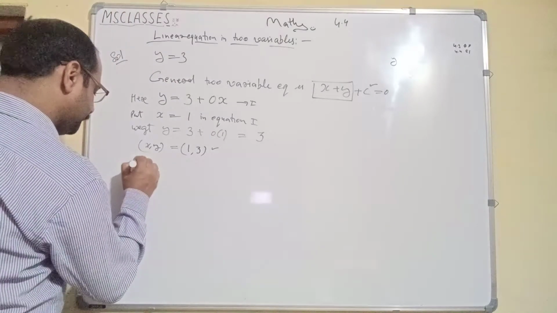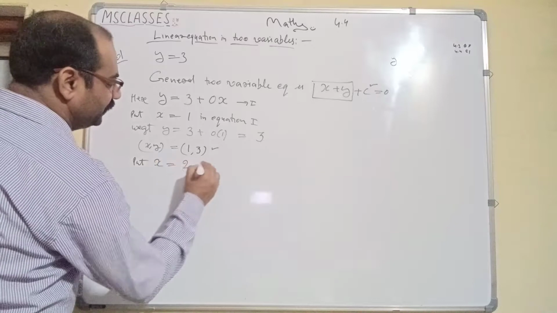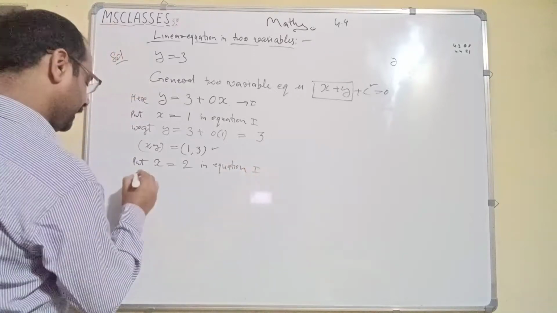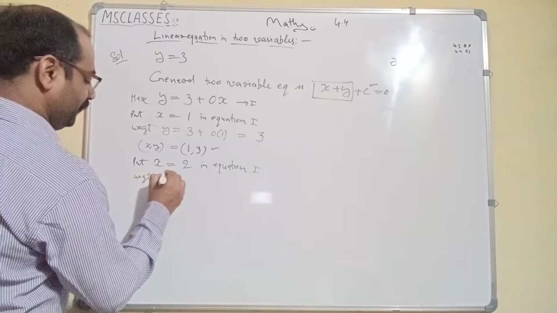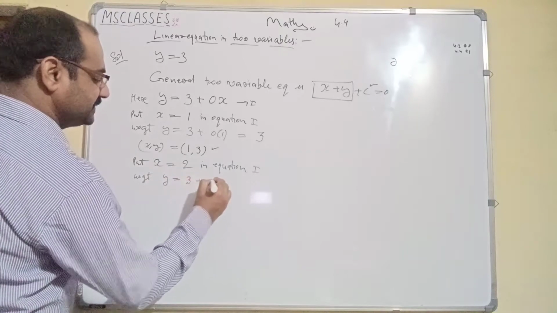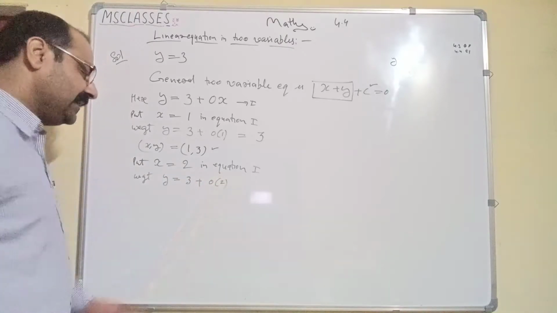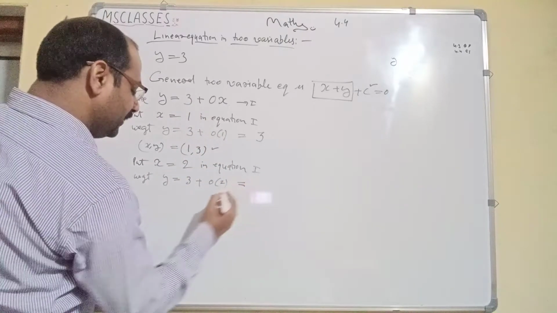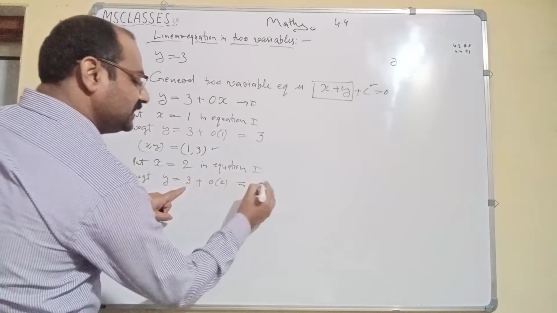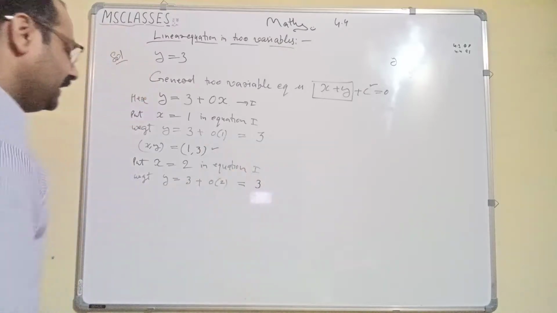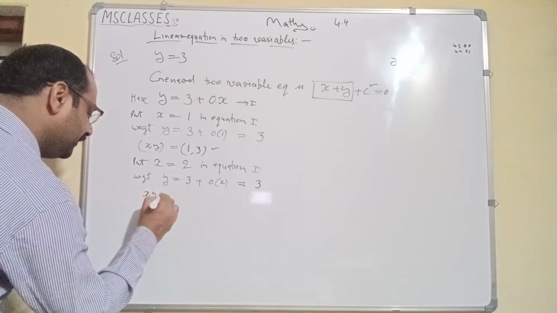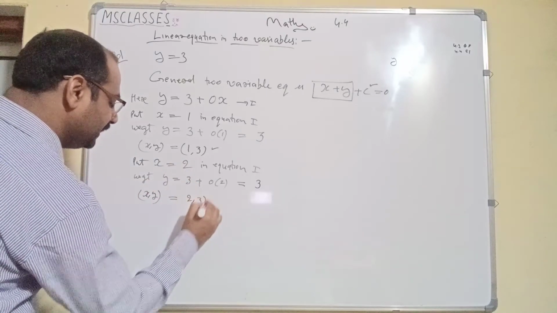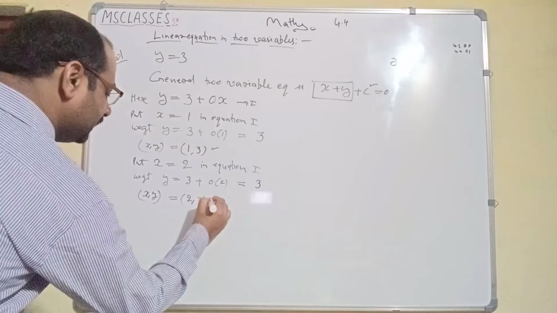Now put x is equal to 2 in equation number 1. Then we get y is equal to 3 plus 0 into 2. When we place the value of x is equal to 2, then we have 2 into 0 is equal to 0. Then 3 plus 0 is equal to 3 only. Then the next coordinate is x is equal to 2 and y is equal to 3. Right, this is our second coordinate.